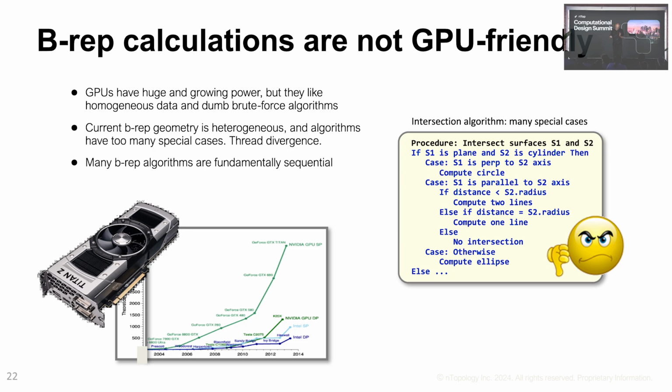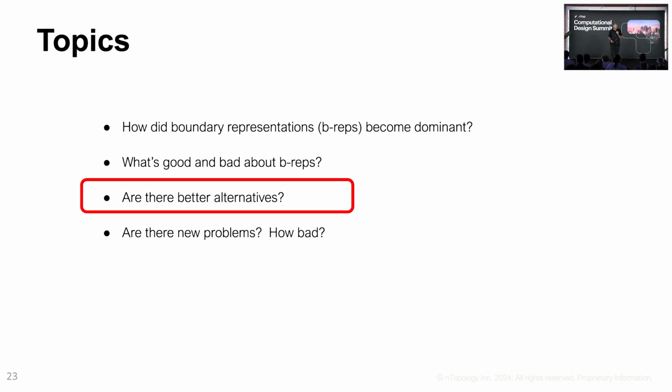Another big one, BREP systems were designed for computers of the 1980s. You know, this isn't the 1980s. Computers today are just different, with multiprocessing, GPUs. And BREP algorithms are just not well suited to this kind of computer architecture, so we're wasting computers. Are there better alternatives? Well, of course.